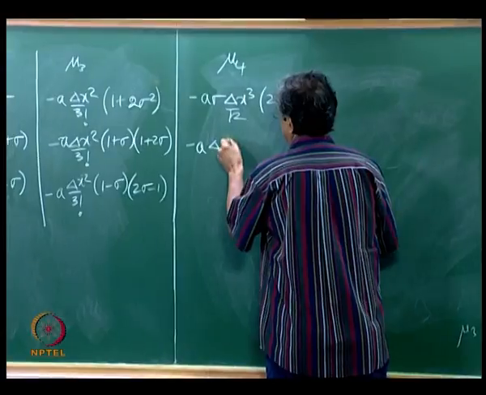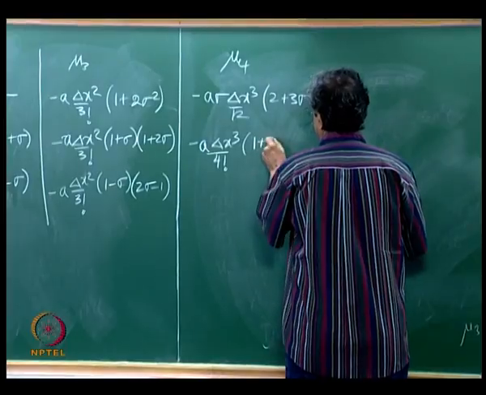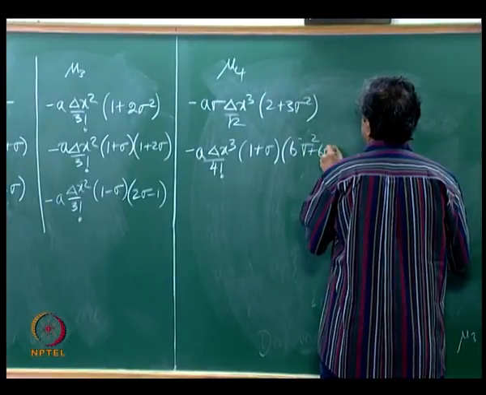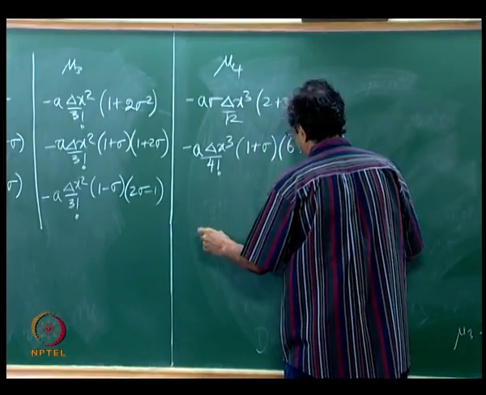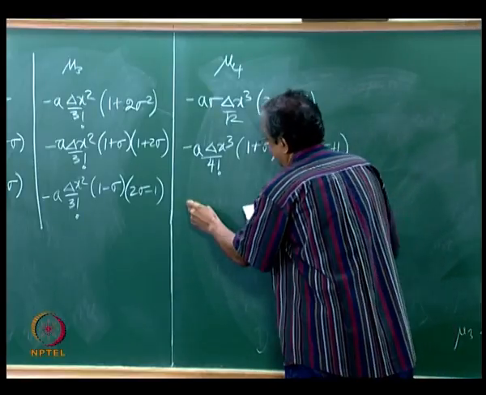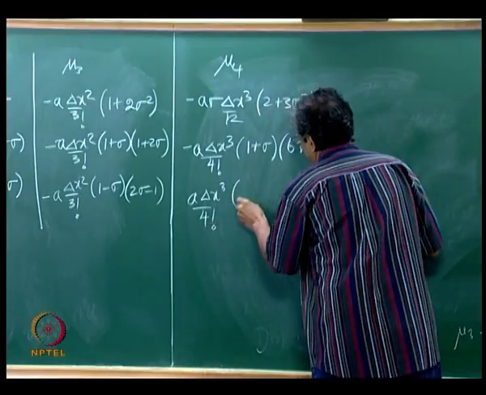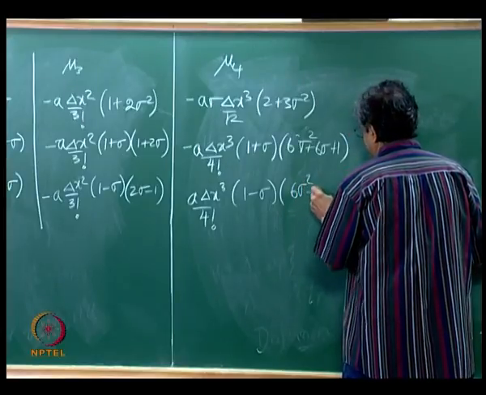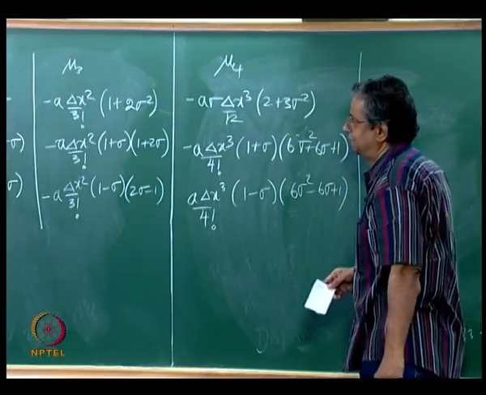So then you have a minus a delta x cubed by 4 factorial 1 plus sigma into 6 sigma squared plus 6 sigma plus 1, and FTBS, our star performer amongst the 3 of these, is a delta x cubed by 4 factorial 1 minus sigma into 6 sigma squared minus 6 sigma plus 1. Okay, that is the full table.